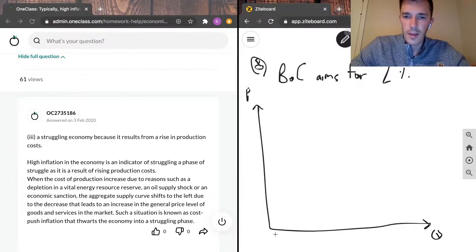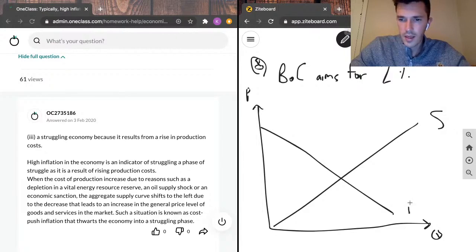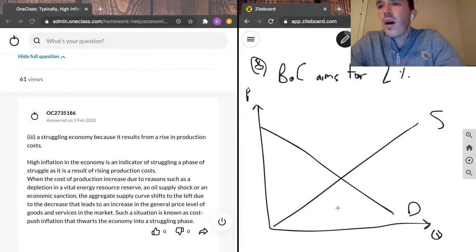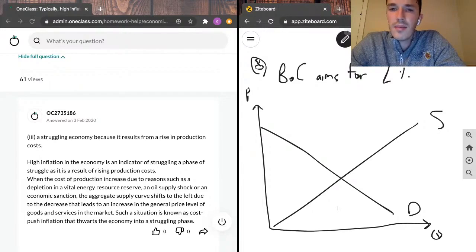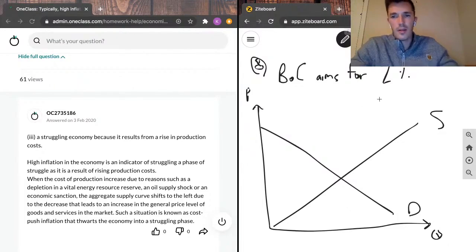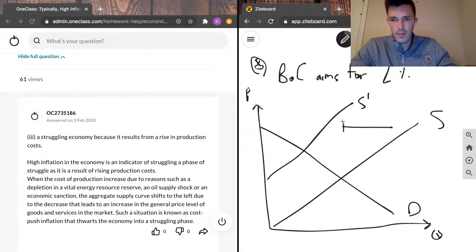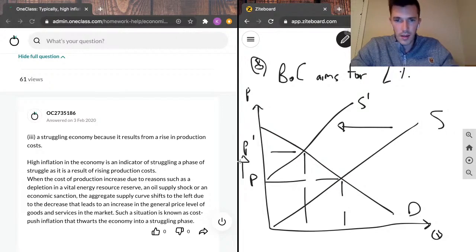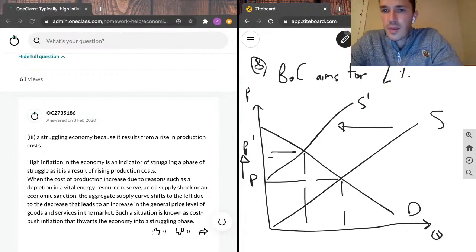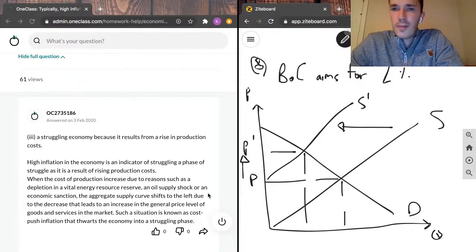Quantity and price, right? So you've got supply, demand, and now the cost of supply has risen, the inputs into production. As a result, the supply curve is going to shift to the left, like so. And if you look at the original equilibrium, we've got a price here. We can see that prices have gone up. And as a result, we've got higher inflation.